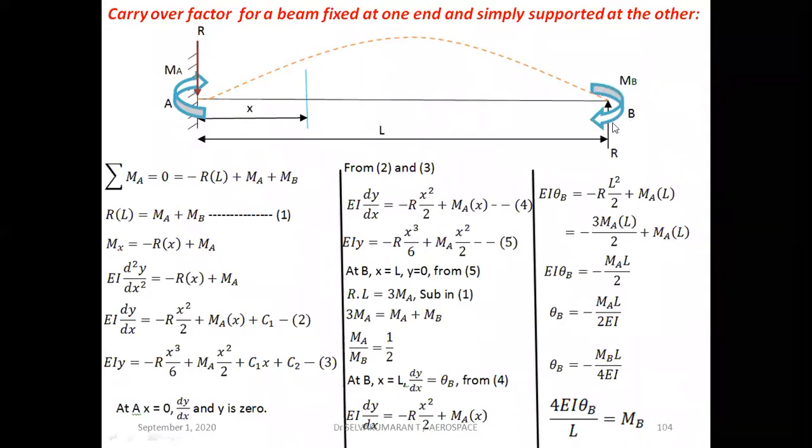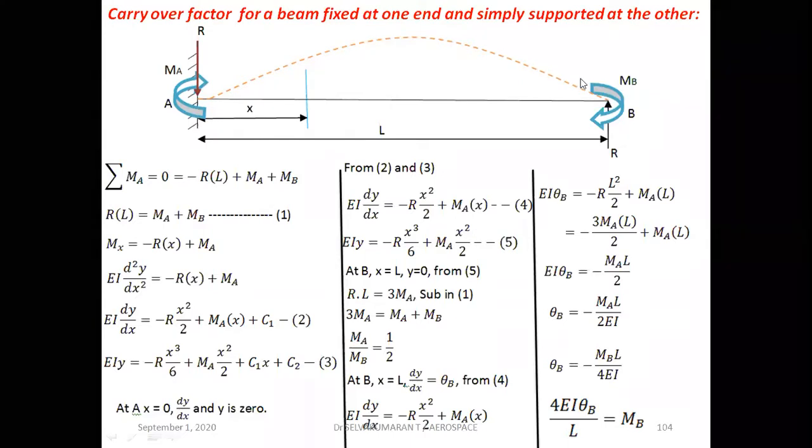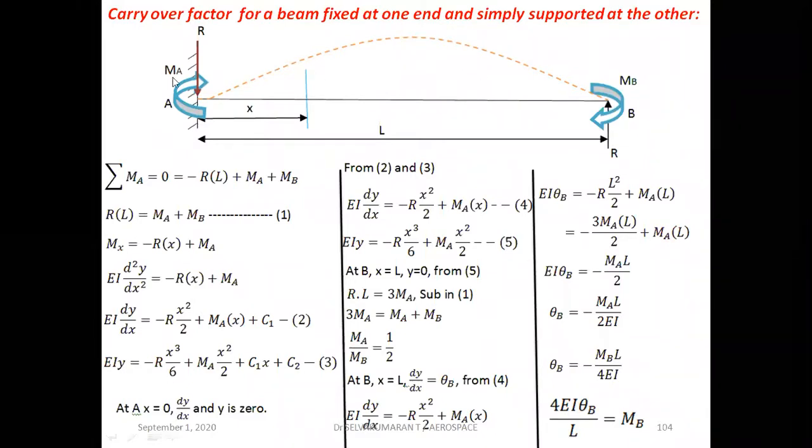Once this moment is applied, this beam will try to deflect like this, as shown by this hidden line or dashed line. So the beam will try to bend upward. What will the support do? The support will offer a moment to bring it back to the original position. So the moment offered by the support at A, MA, will act clockwise, which tends to bring the beam to the original position. You can see here MB is applied clockwise, so MA is also acting in a clockwise sense. Both are in the same sense.